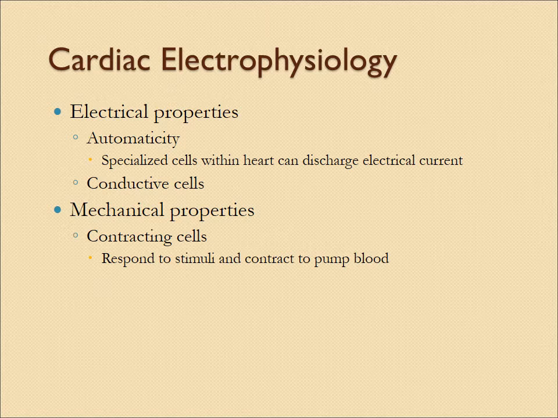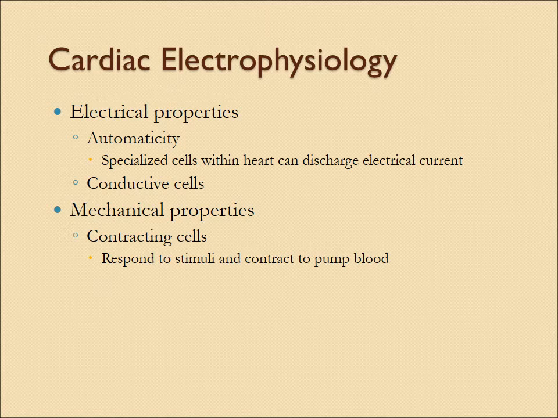Looking at the electrical properties, there are specialized cells within the heart that can discharge an electrical current. This property is called automaticity. It initiates the electrical activity. In other words, it tells the heart to beat, and it conducts it through the heart. We need these electrical or conductive cells to be healthy and functioning well for our heart to initiate this electrical activity.